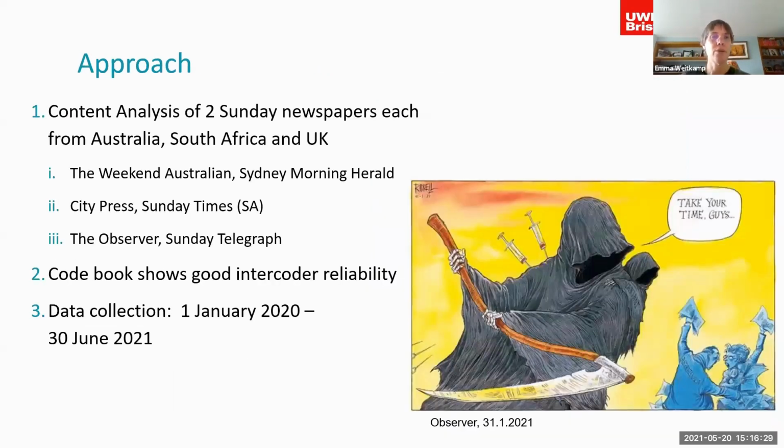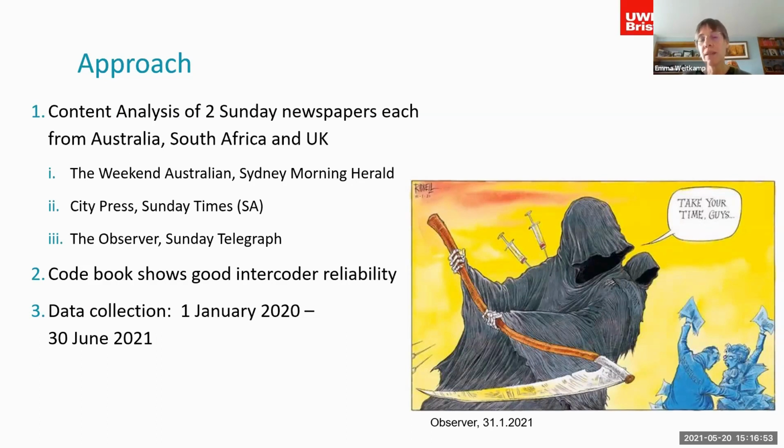So what about our approach? We used a content analysis approach. We looked at 2 Sunday newspapers from each country, so 6 newspapers in all. That was 7 cartoonists. The Sunday Telegraph has 2. We tried to get both a sort of left-wing and a right-wing newspaper from each country.